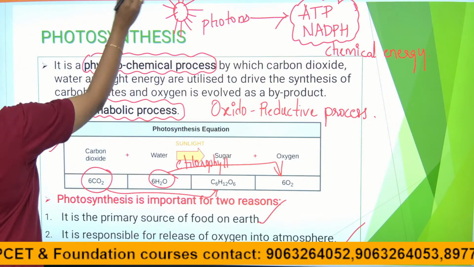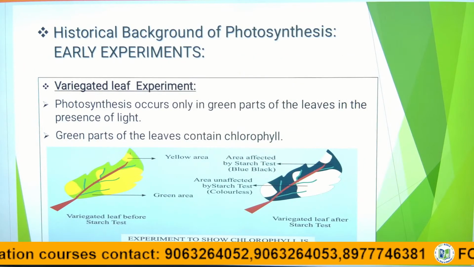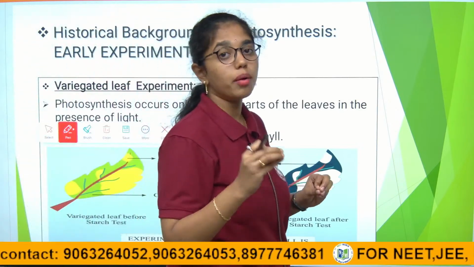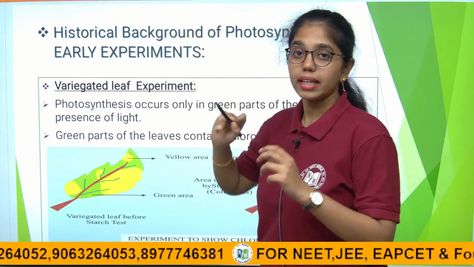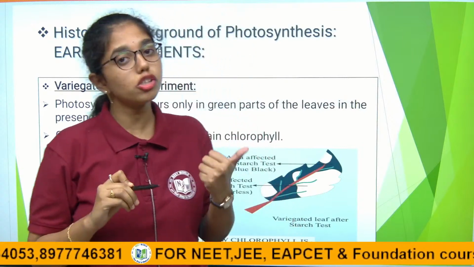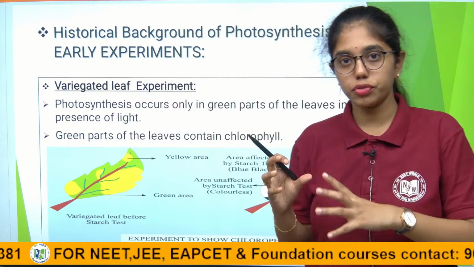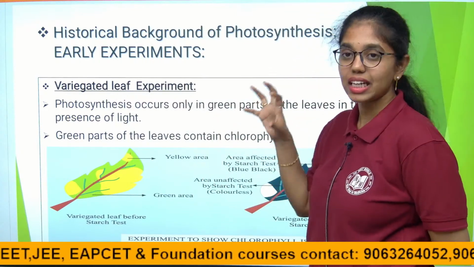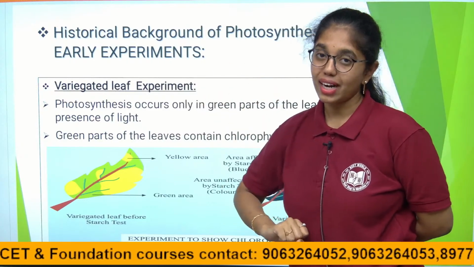And next, if you take experiments, first is the variegated leaf experiment. Thus, starch is formed in the green leaves. We say that chlorophyll in the leaf, the end product of photosynthesis, is glucose. Glucose or starch molecule. The complex form of glucose is what ma? Starch molecule.